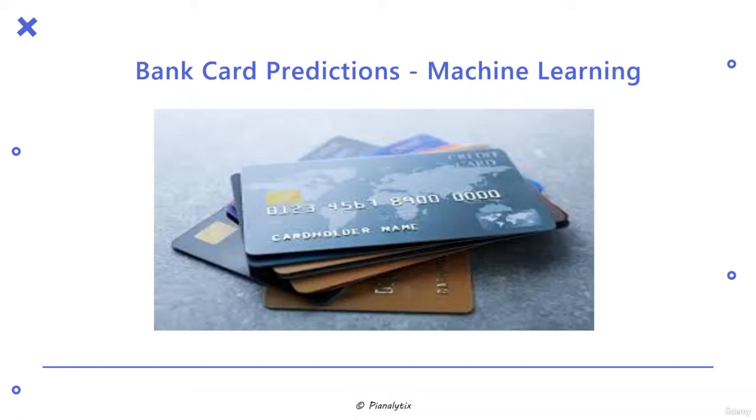Hi, so this is a machine learning project where we will be building a model for prediction of types of cards a bank might sell or try to sell to its customers. So let's move forward and see what all it includes.